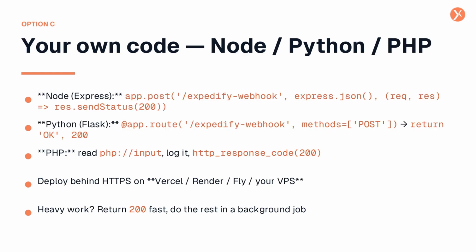workflows. For those preferring custom solutions, building a receiver with your own code in languages like Node.js, Python, or PHP is straightforward. The core contract remains consistent. Your endpoint must accept post requests, process or log the JSON body, and return a 200 OK status quickly. If your receiver needs to perform heavy lifting, such as sending emails or interacting with slow databases, it's best to push that work to a background job and return the 200 response immediately. Ensure your custom code is deployed behind HTTPS on a platform like Vercel, Render, Fly, or your own VPS, and then use that deployed URL in Expedify's outgoing setup.